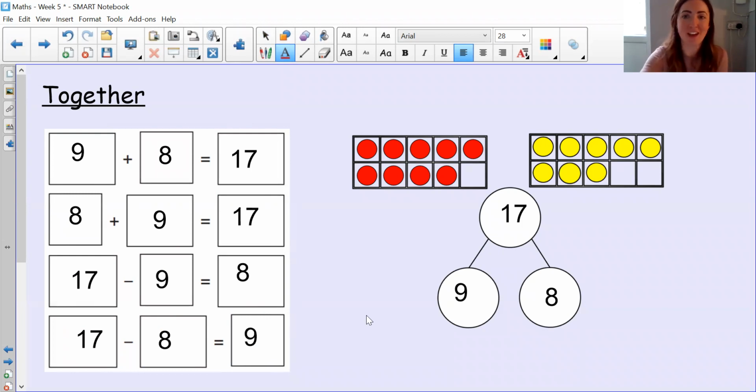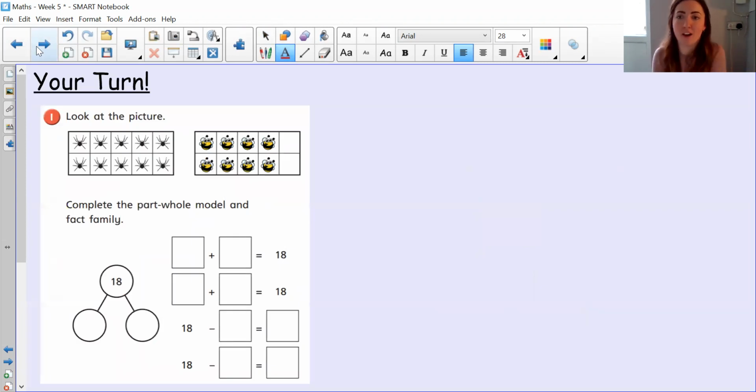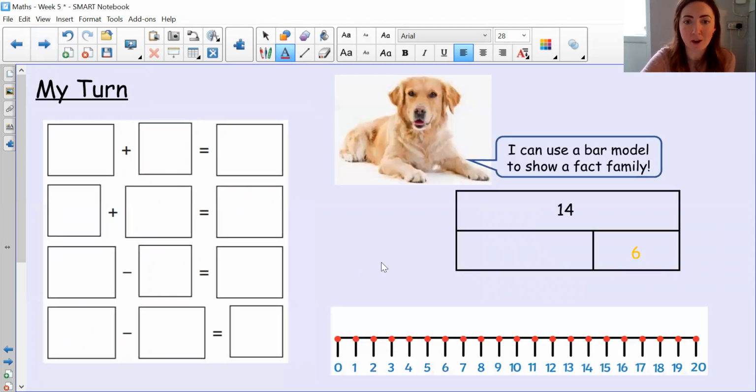Okay, hopefully you got that. And then we've got your turn, your activity. So this is the activity that you can find on Teams if you'd like to print it out, or if not, as always, just pause the screen here and have a go. It's similar to our other questions. This time we've got some spiders and some bees, some lovely mini beasts. Okay, when you're ready, let's move on to the next part.